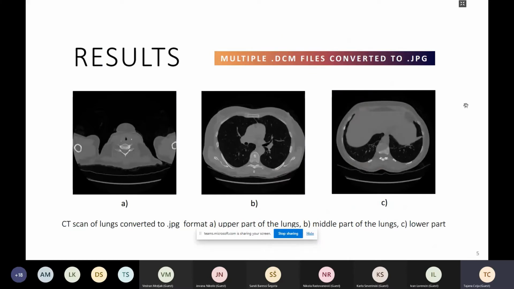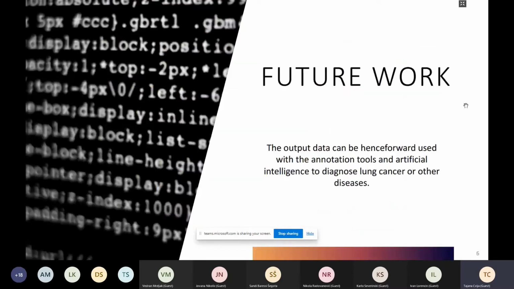Here we picked three pictures that show the results of the conversion. As you can see, the outputs are of satisfactory quality. In the future, we could use this data with annotation tools and artificial intelligence to diagnose lung cancer or some other diseases, but for now, the only goal of our paper was actually to extract multiple images from DICOM and convert them to JPEG, which we've done, so our work here was done for now.